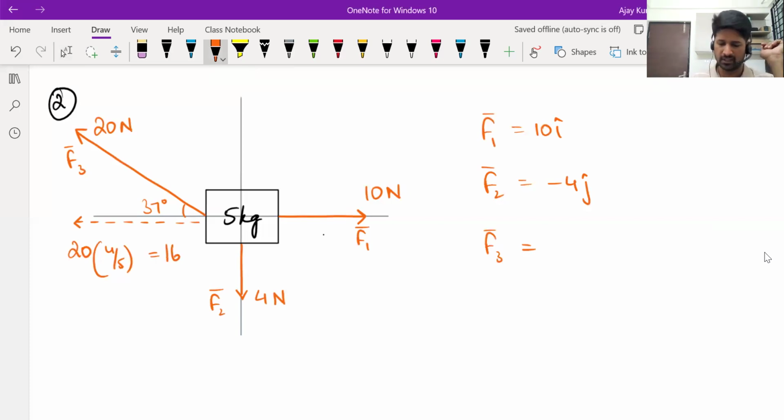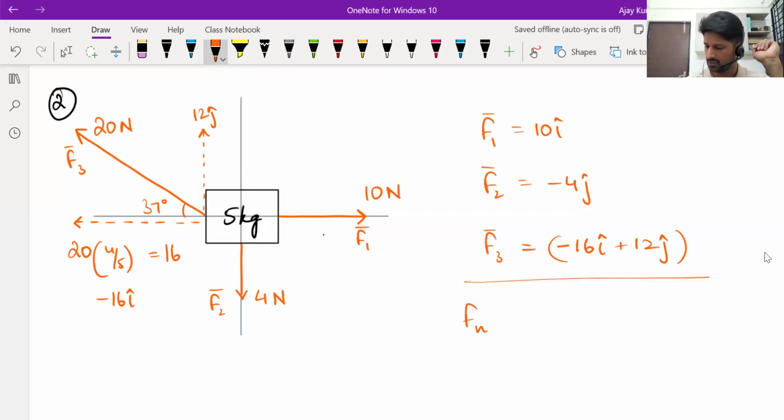Okay, 16 units to the left. So effectively it is minus 16 I cap. Saket, tell me the y component yourself. Plus 12 J cap, sir. Good. So express the force F3 as a vector now. Add the components. Okay, it will be minus 16 I cap plus 12 J cap. All three in newtons. So add them.